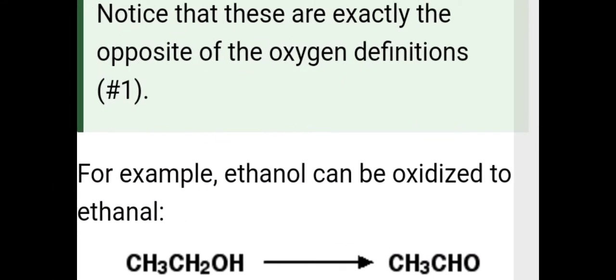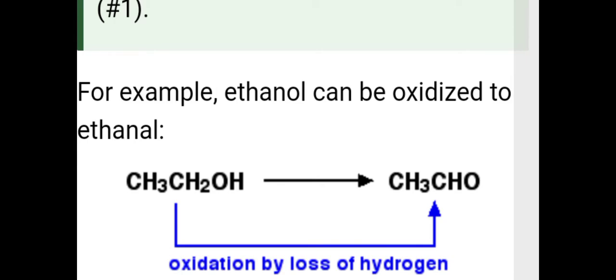The example. For example, ethanol, CH3CH2OH, can be oxidized. This is ethyl alcohol or ethanol. It changes into CH3CHO, meaning hydrogens are removed. Removal of hydrogen is oxidation. So oxidation is by the loss of hydrogen. We can label it.